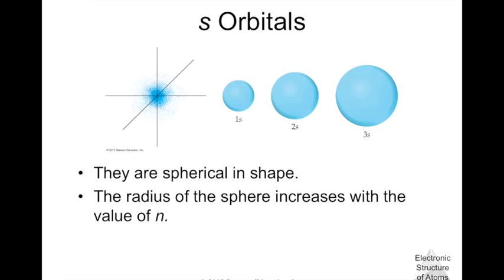So to talk about those orbitals and what they look like. The s orbital is roughly spherical in shape. So this is where you're most likely to find the electrons. And the radius of the sphere increases with the value of n, obviously, right? As you have a second orbital, it gets bigger, and a third orbital gets even bigger still.